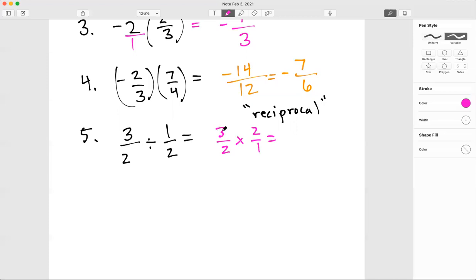Okay, now we know how to do this, right? 3 times 2 is 6. 2 times 1 is 2. 6 divided by 2 is 3.